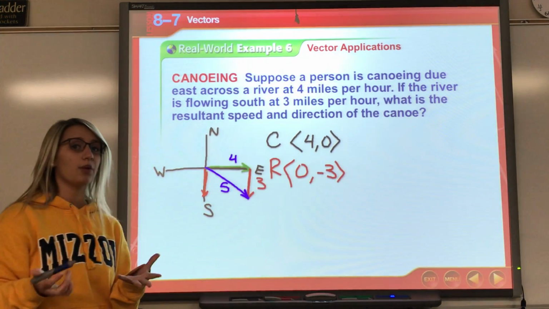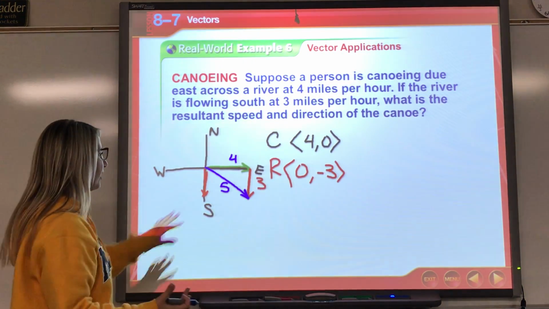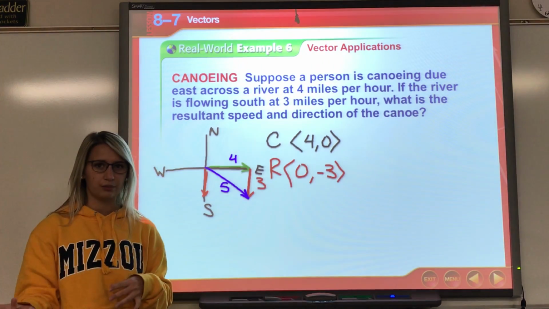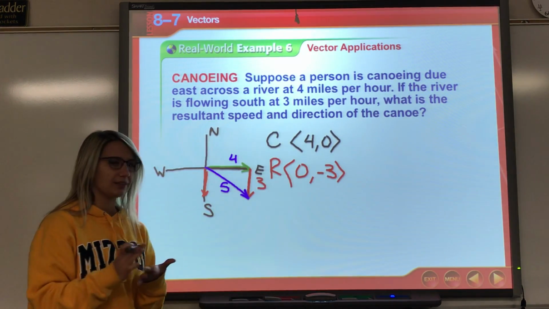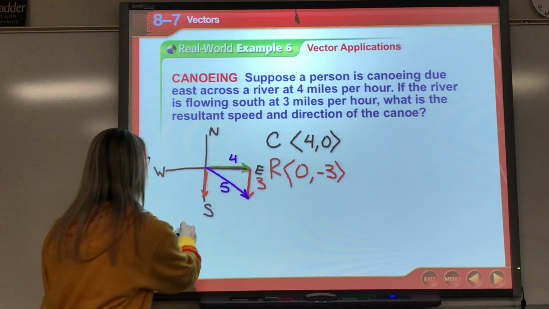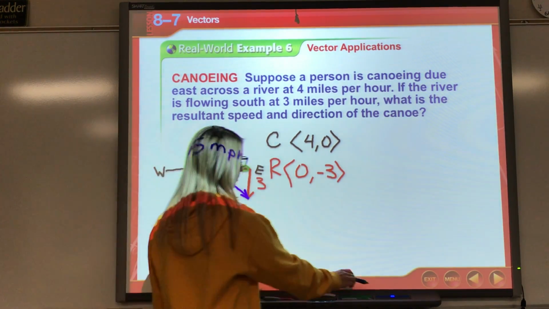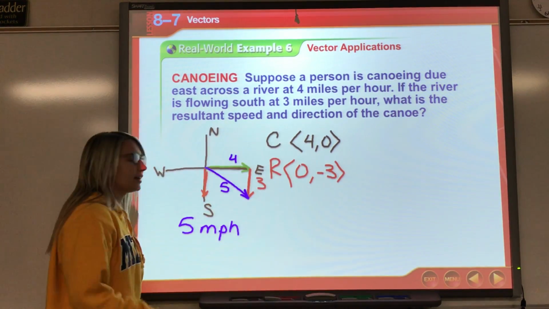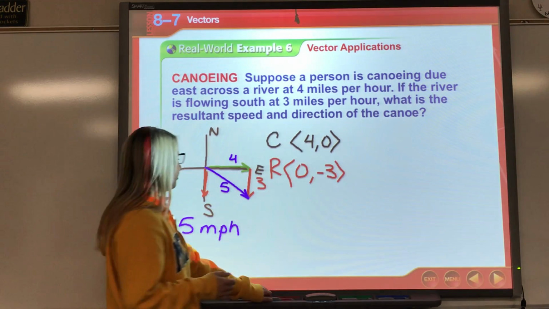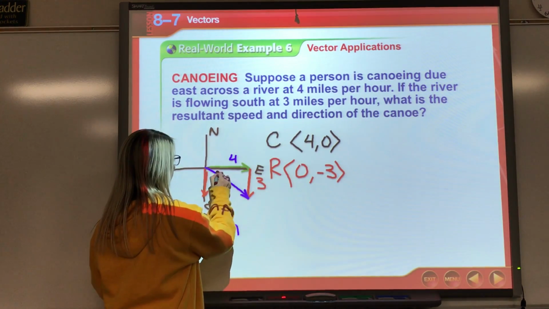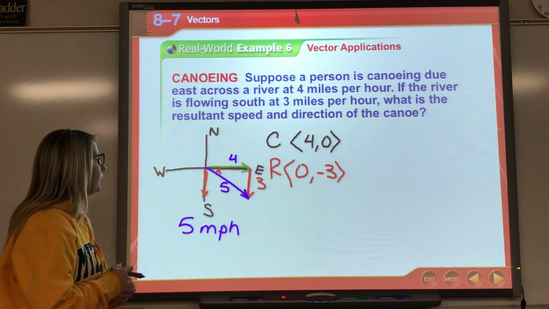So really, we're flowing at 5 miles per hour. And that 5 comes from a Pythagorean triple, which is hopefully easy to see. Okay, so we're going at 5 miles per hour. Now the direction, that's where we have to use the trig. So we're finding this angle in here.